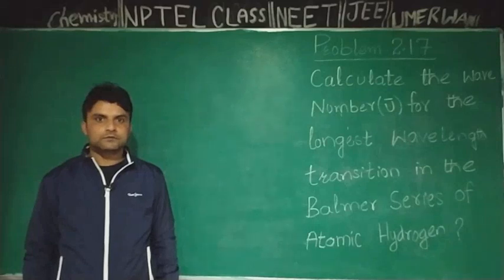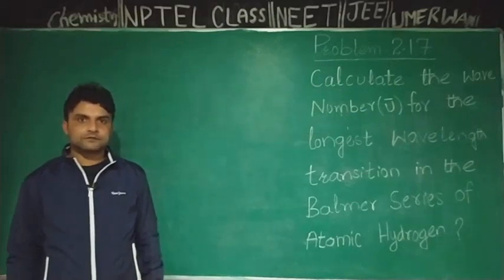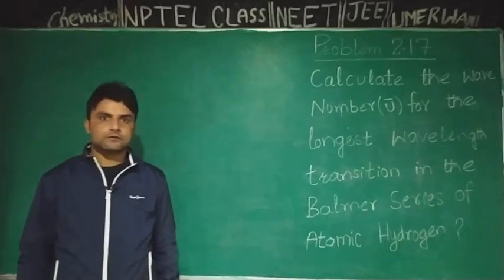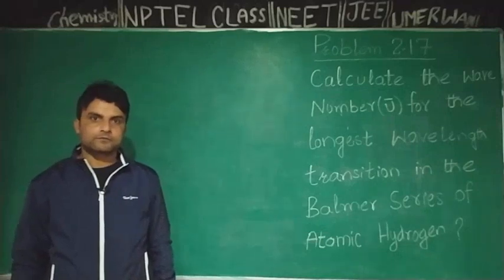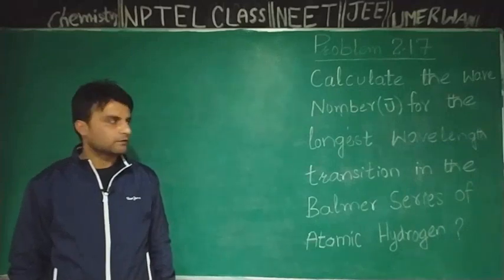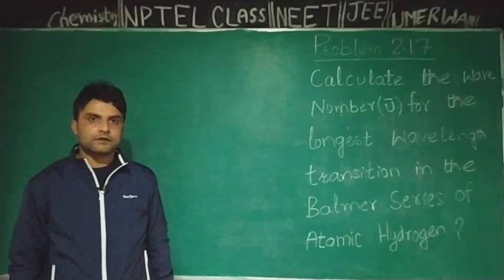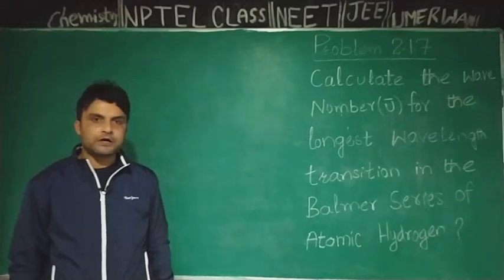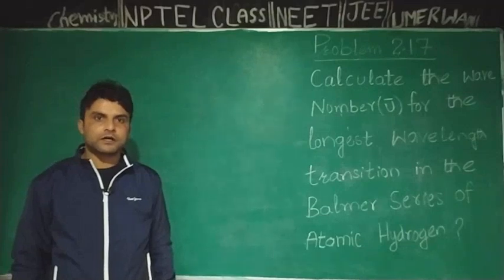Here is Chemistry Detective to solve a Chemistry class 11th NCERT problem from unit 2, that is structure of atom. Let me make you understand today's problem. We have to calculate wave number for the longest wavelength transition in the Balmer series of atomic hydrogen.